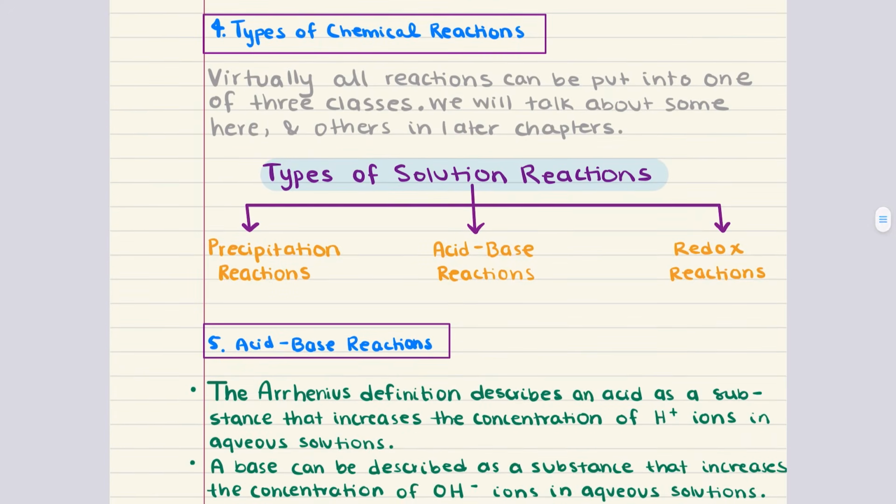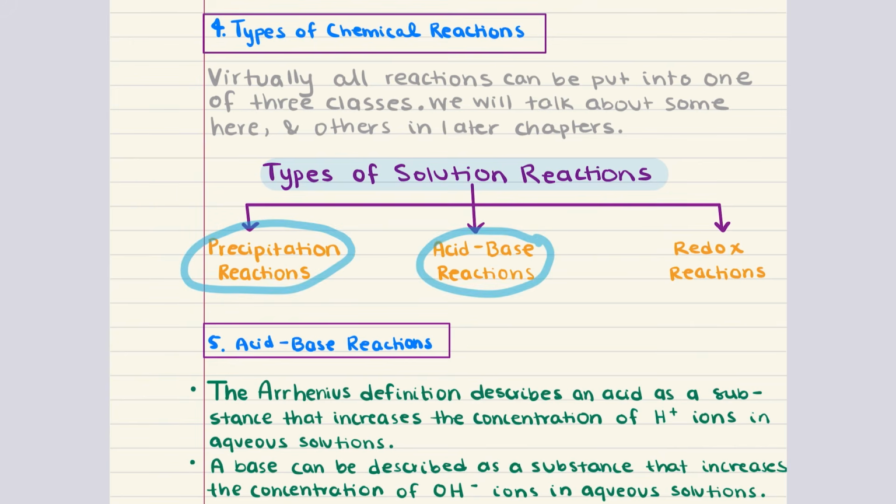Now we can move into our 4th objective. Our 4th objective is titled Types of Chemical Reactions. To make sense of all these reactions that we're going to cover, we need some system for grouping reactions into classes. While there are many different ways to do this, we're going to use a system that's most commonly used by chemists. Here we see that we have 3 categories: precipitation reactions, acid-base reactions, and oxidation-reduction reactions, also known as redox reactions.